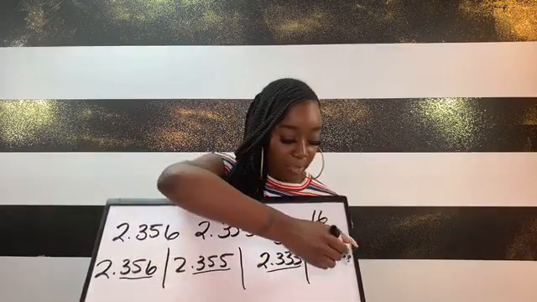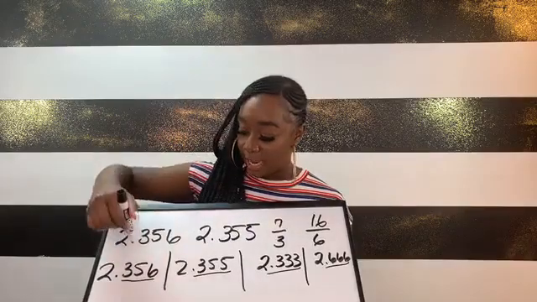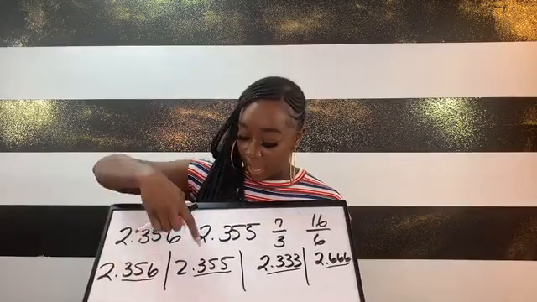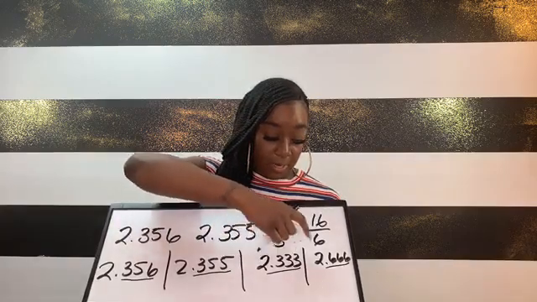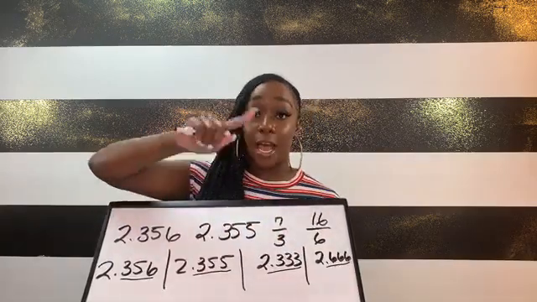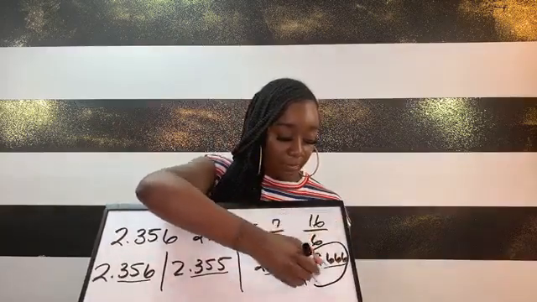So I always tell people, you see how we're dealing with 3 digits? You compare them as if they were whole numbers. So I would look at this as 356. I would look at this as 355, 333, 666. So of course, out of those numbers, we know that this is going to be our largest value.